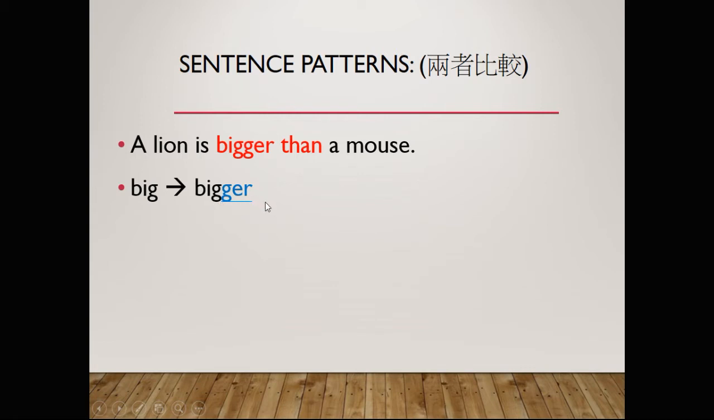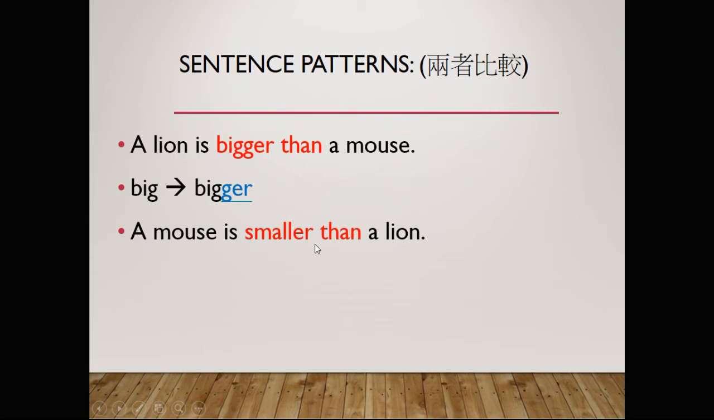Let's take a look at the next one. A mouse is smaller than a lion. In this sentence, we're comparing two things. A mouse, a lion. See? A mouse, one. A lion, one. And they are both animals. A mouse is smaller than a lion.